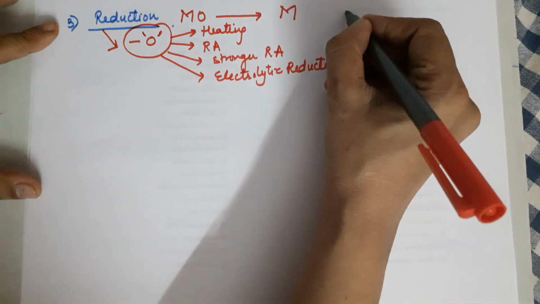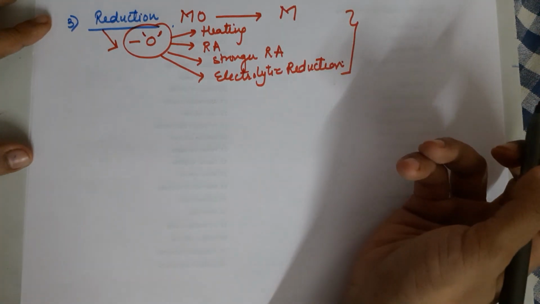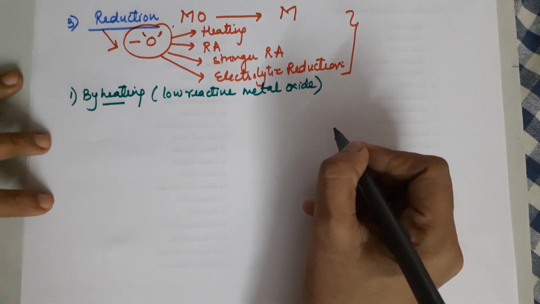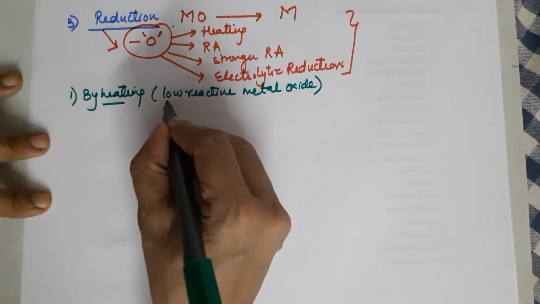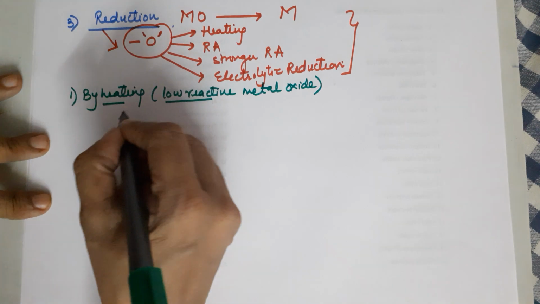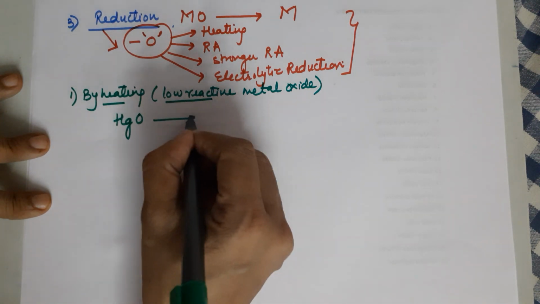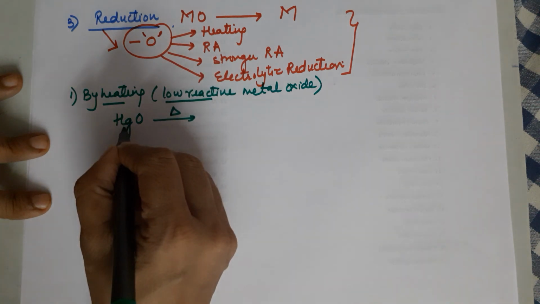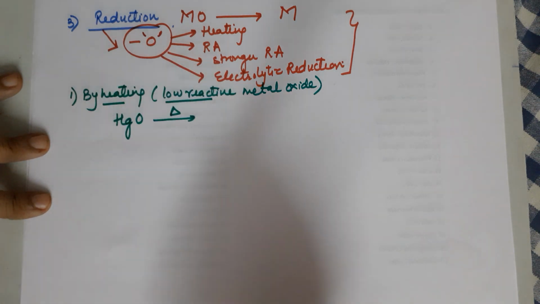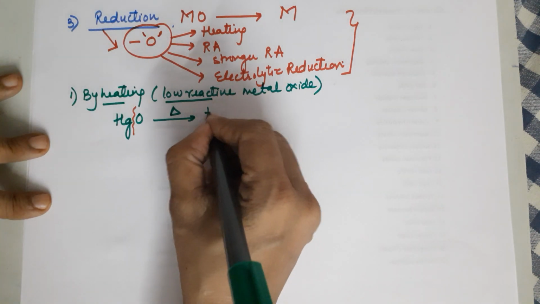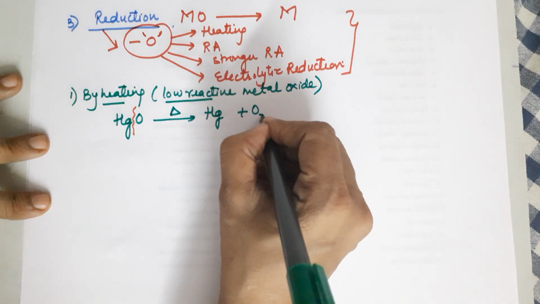So for reduction, you have 4 options to choose from. The first method, where we are going to use only heating, is applicable to low reactive metal like mercury. So if you have a mercuric oxide, you just need to heat it. Because it is less reactive, the bond is weak. By heating, this bond gets cleaved and you end up with your mercury and oxygen is liberated.